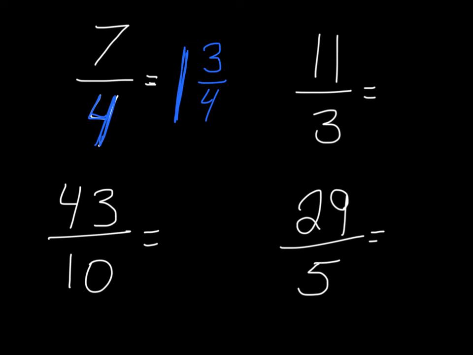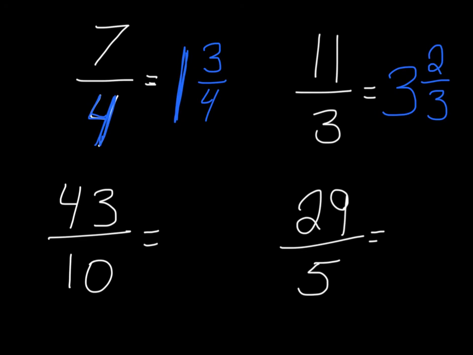Okay, 11/3. 3 goes into 11 3 times. So 3 times 3 is 9. So if I were to take away 3 groups of 3 from my 11, that'd be 11 minus 9. That leaves me with 2 pieces left over. So I end up with 3 2/3.